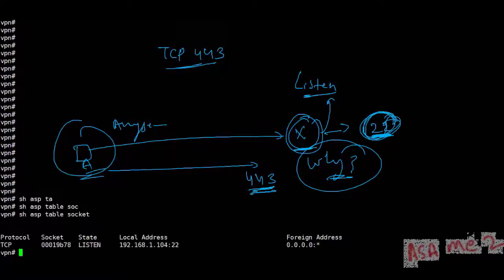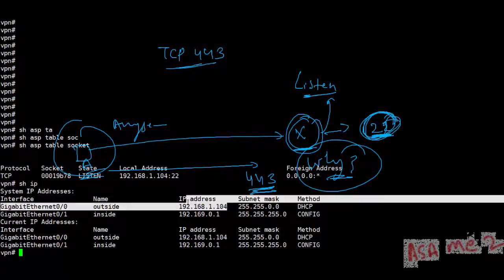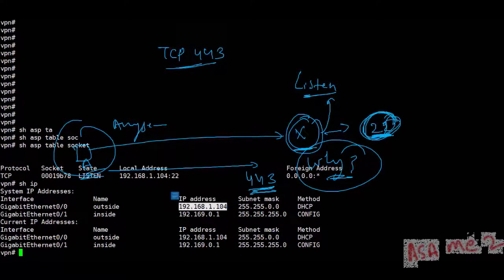If you see, my ASA is listening on this IP address on port 22. So this must be the IP address on my outside interface where I've enabled SSH. If I say show IP, it's going to say yes, that's the IP on my outside. This ASA is listening on port 22. And because right now I've consoled in, you do not see any SSH connection established.